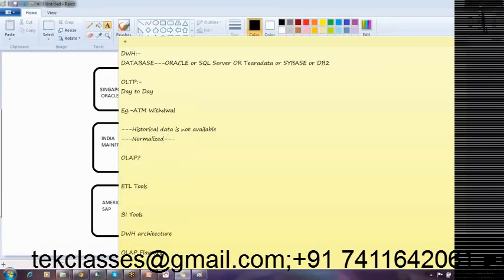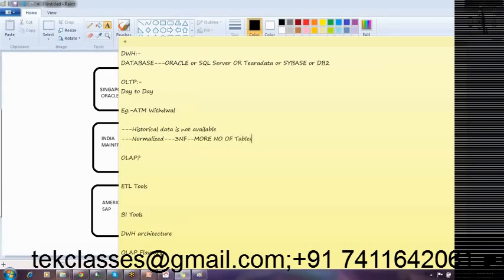OLTP will be normalized up to third normal form. When we say up to third normal form, the data available in it will have more number of tables. The more you normalize the data, the number of tables will be more.